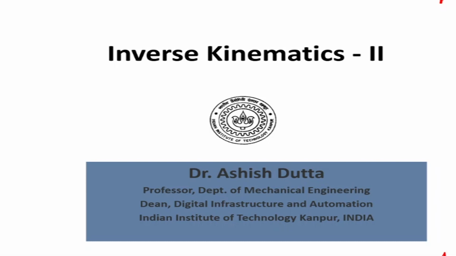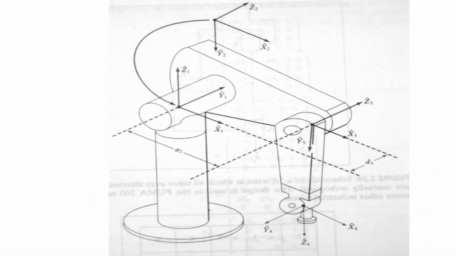So today we'll continue our discussion about the inverse kinematics problem. In the last class, I talked about the Puma robotic arm inverse kinematics. So today let's continue from there and solve a few numerical examples.